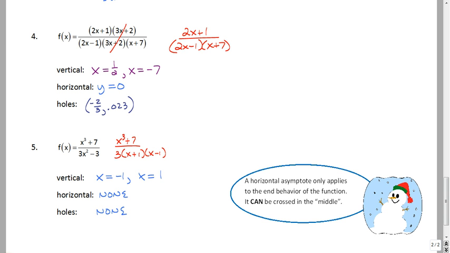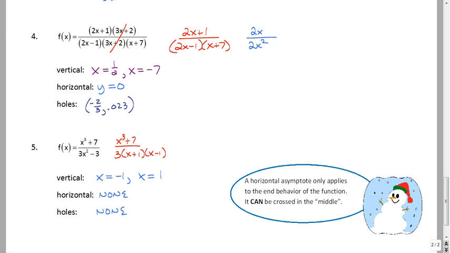So number 4, you had to just cancel this one set of terms here. And your vertical asymptotes are x equals 1/2 and -7, because that's what makes the denominator 0. The horizontal asymptote is y equals 0 because you have more x's on the bottom. If you were to imagine this being FOILed out, you have 2x on top and you have 2x squared on the bottom. So you have more x's on the bottom. That means horizontal asymptote of y equals 0. Your hole, this is going to give you a -2/3. Plug it back in and you get a crazy fraction, or 0.023.